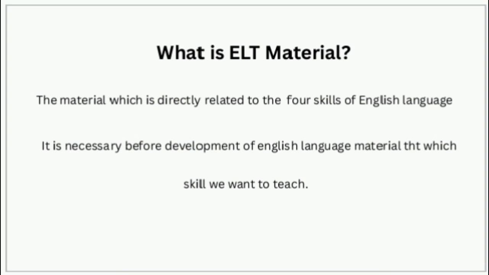So basically the material, like an article, book, newspaper, video, or audio clip, anything can be material, and the material which is directly related to the skills of the English language, or which we use for improvement and teaching of English language skills. Like if I want to use an audio clip, an audio clip is material for the English language, and this is an ELT material. Why? Because I use podcasts and audio to improve basically the listening skill, because through podcasts our listening skill can be enhanced.